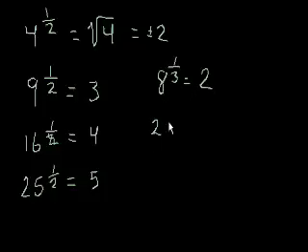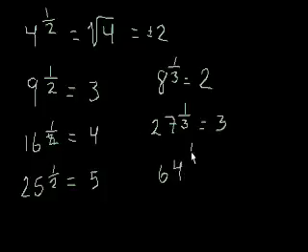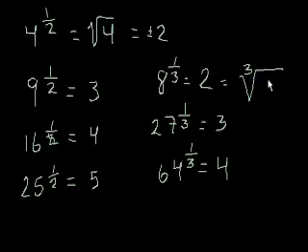Similarly, 27 to the 1/3 is equal to 3. And 64 to the 1/3 is equal to 4. You might notice that I'm picking particular numbers like 8 and 27 and 64. That's because they have clean cube roots. And by the way, when something is to the 1/3 power, that's the same thing as saying the cube root. I just used terminology without explaining it, which is very bad.